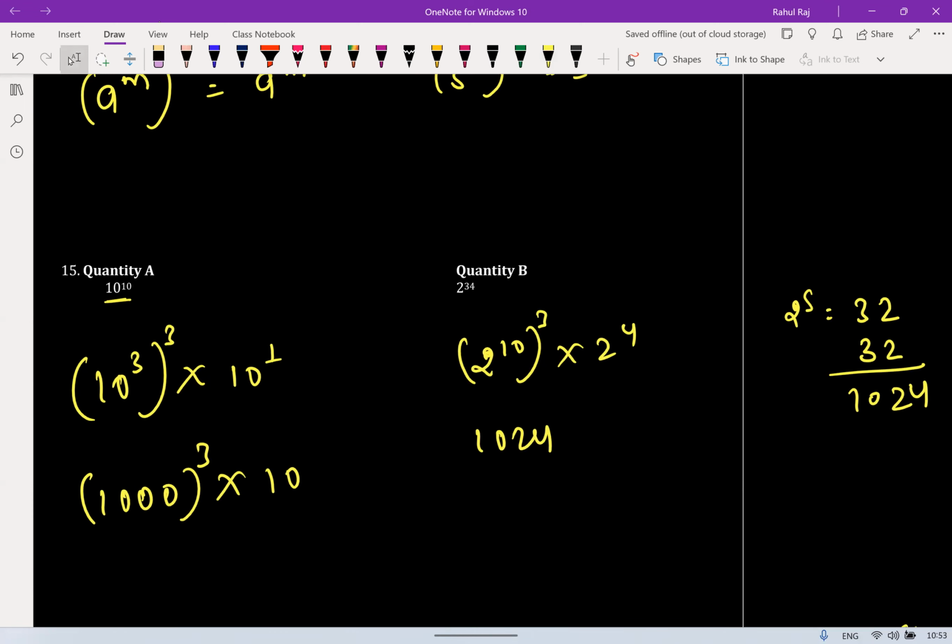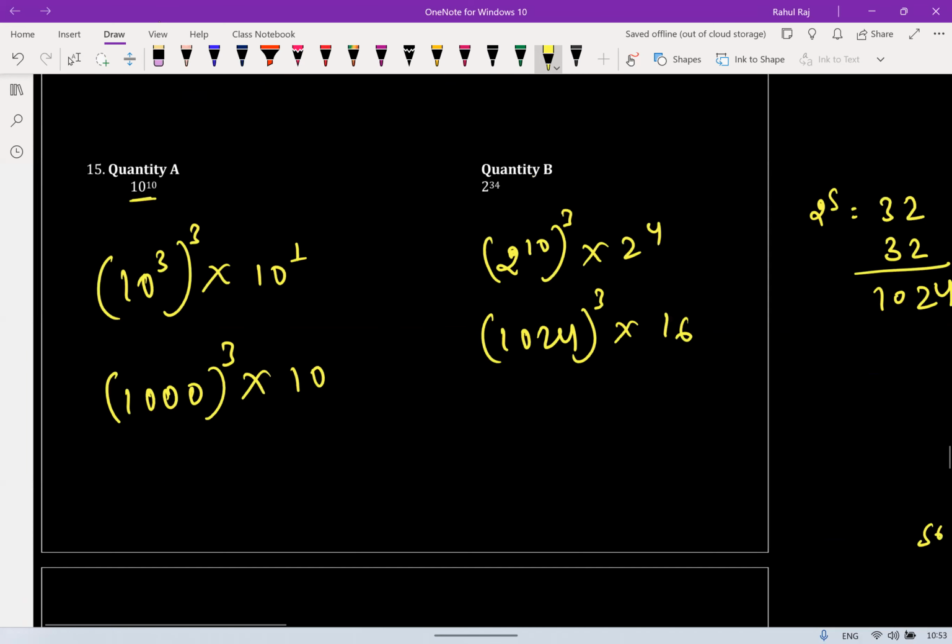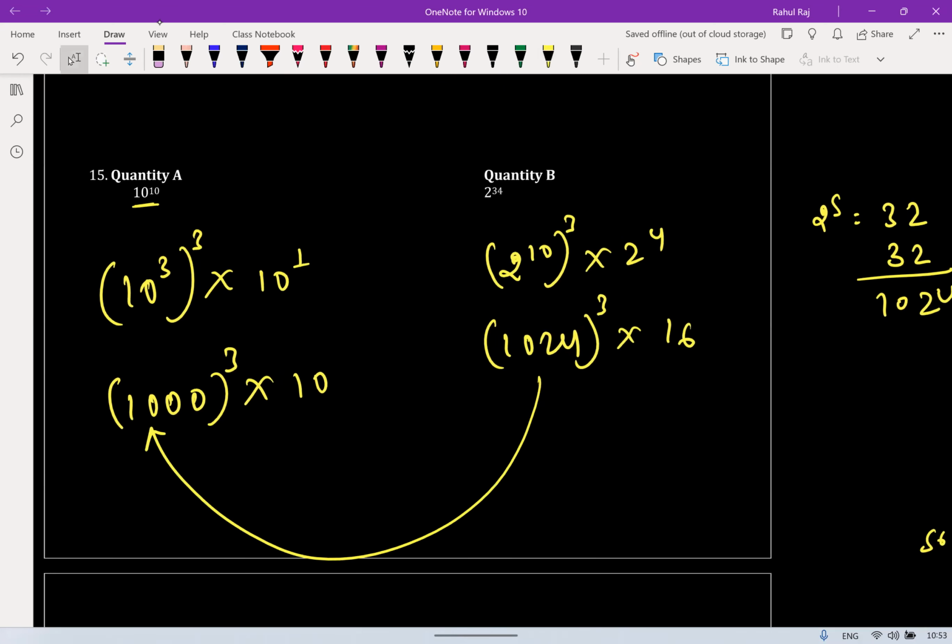So 2 to the power 10 is nothing but 1024, that is 32 times 32, because 2 to the power 5 is 32. So if I multiply 32 into 32, I get 2 to the power 10. So 2 to the power 10 is 1024, cubed, into 2 to the power 4, that is 16. Now you see, Alexa, is 1024 greater than 1000 or not? Of course, it is greater. Is 16 greater than 10 or not? Yes, it is greater. Quantity B is greater.